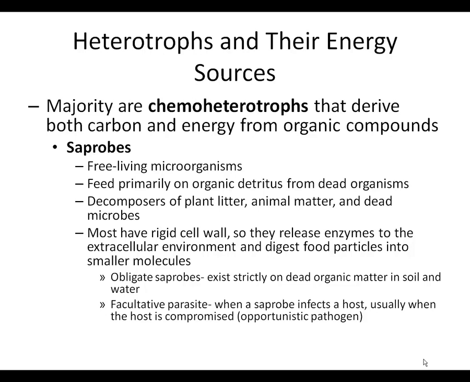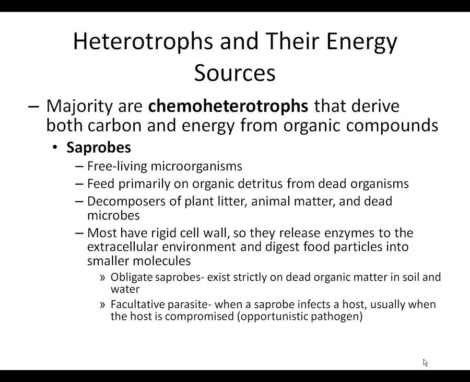Most of them have a very rigid cell wall, so they are going to release enzymes to the extracellular environment, and this is going to allow food particles to be digested into smaller molecules. These smaller molecules then can be consumed or absorbed by the organism, and they can then use them for their sources of nutrient and energy.